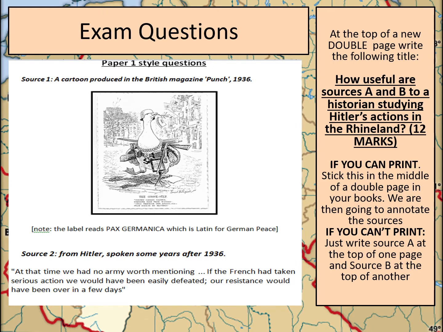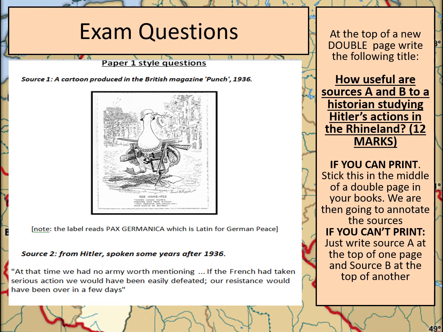Then, if you can print, stick the printout in the middle of that double page. So you've got the title, the exam question at the top, and then you've got the sources beneath that in the middle. So you're going to be able to write annotations around both sources. If you can't print, it does not matter at all.